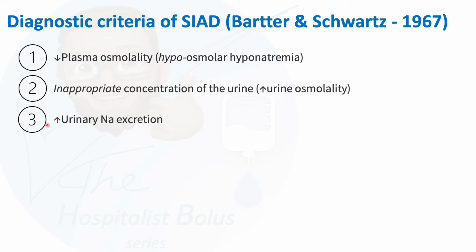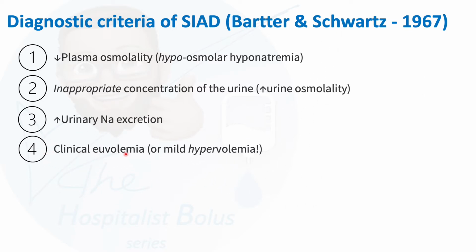This is the second criteria. The third criteria is increased urinary sodium excretion. That's partly because of the water retention due to the action of ADH, but also because of sodium loss. There is a natriuresis mechanism that happens with SIADH. We'll talk about that in the next slide. The fourth criteria is that the patient is usually clinically euvolemic, but sometimes they might be even a little bit mildly hypervolemic because of the water retention that's happening as a result of the action of the ADH.